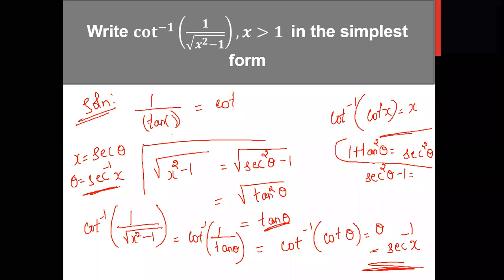Now, I can see the question: why have you taken secant theta? Why have I taken secant theta? Because, as I said earlier, I need to get cot inverse of cot x. If I get cot inverse of cot of something, then I can write it as the answer.